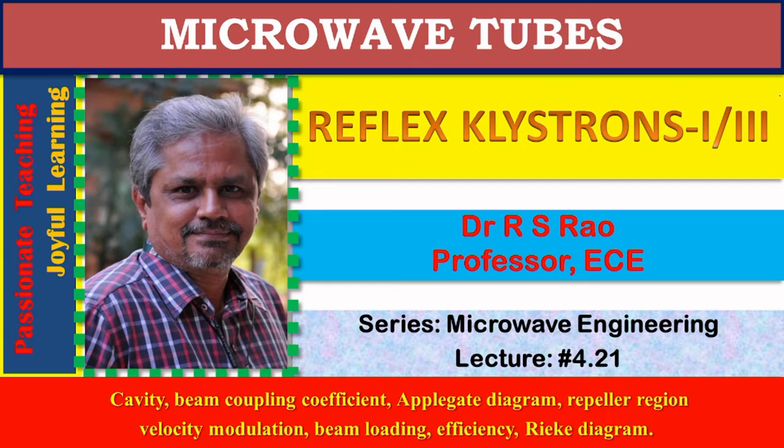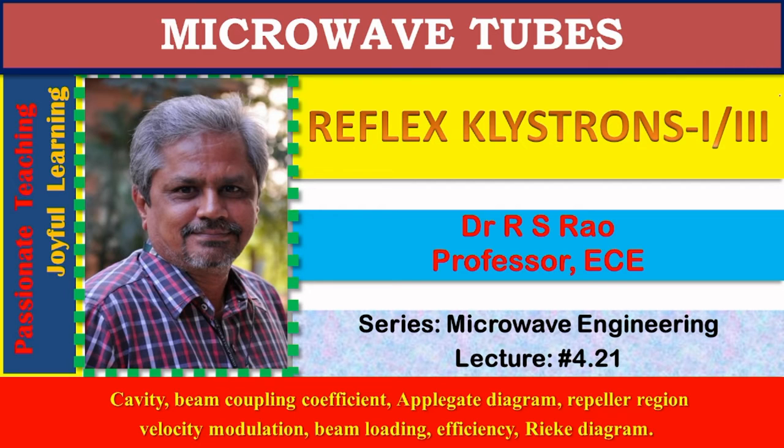They employ an electron gun and a single re-entrant cavity along with a repeller plate. The electrons emitted by the electron gun are accelerated to high values of velocity with the help of an accelerating anode. These electrons, which are formed into a beam, are then passed through the grid gap of the cavity. While passing through the gap, they get velocity modulated.